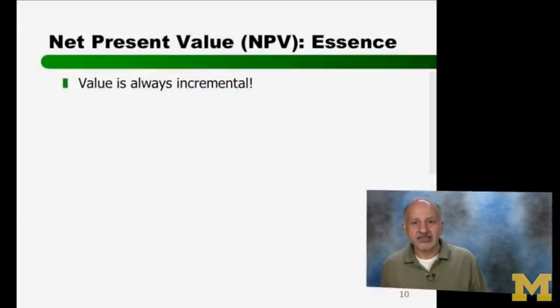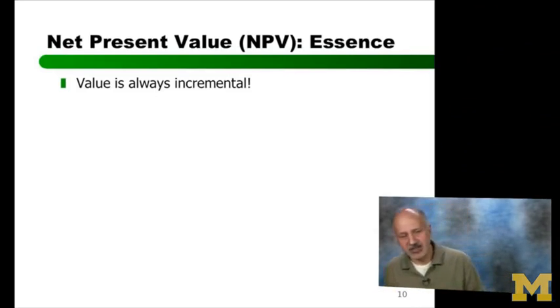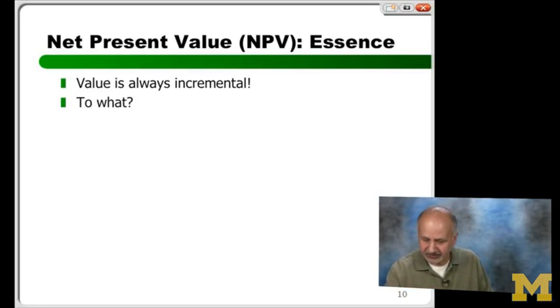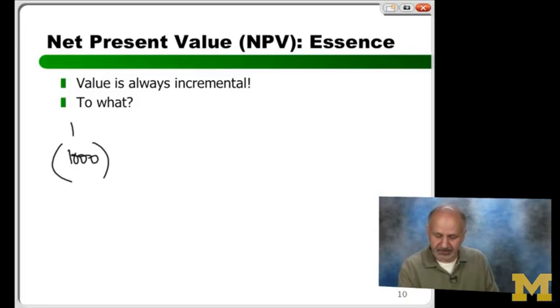Net present value, the essence. Value is always incremental. And I'm going to emphasize this because this is extremely important. It puts everything together. So let's get started. Let me ask you the following: suppose you have $1,000 and you're going to invest it at time 0.